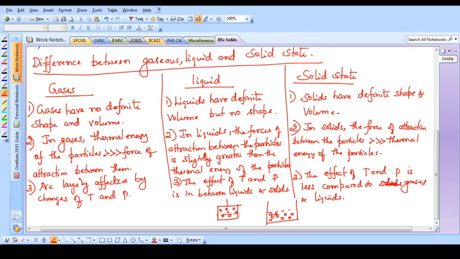Pressure has very little effect on the solid state. Sometimes if the applied pressure is very large, the solid may break itself. Other than that, pressure has no such effect on the solid state. Temperature of course can have some effect, but a minor change of temperature may not affect the state of the solid. If the temperature change is very large, it may result in melting of the solid or transition from one solid state to another solid state, but that will not happen by a small change in temperature.